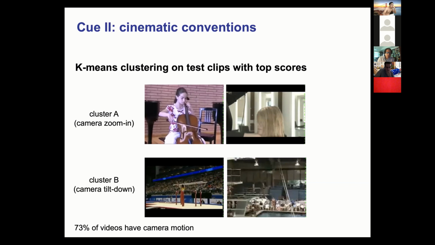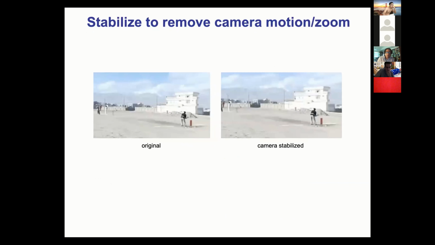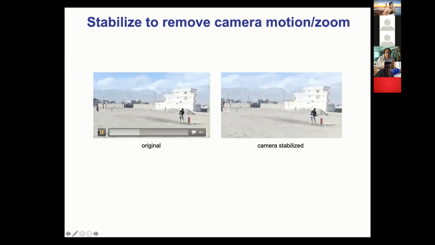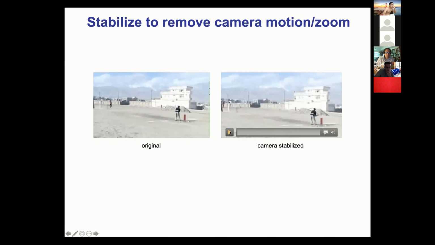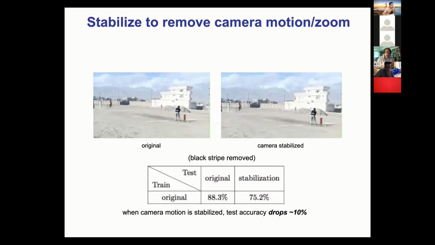And most of the videos in the database had camera motion. So let's stabilize all the videos that we can. And first of all, that forced us to toss out many of the videos because some we couldn't stabilize, but some we could. So here's the original with some camera motion. And here it is after stabilization. And again, when we stabilized, so first we removed the black stripe, then we stabilized, performance dropped another 10%. Good, we're removing these artifactual cues.